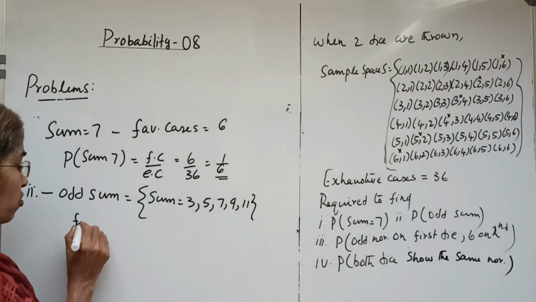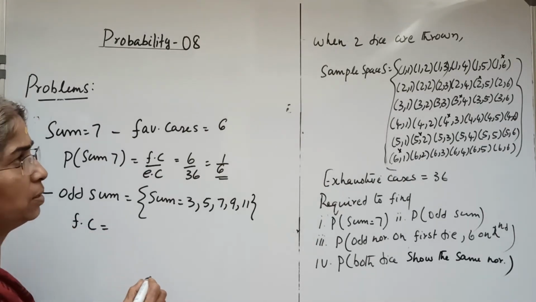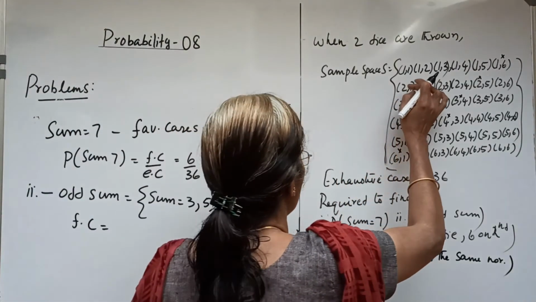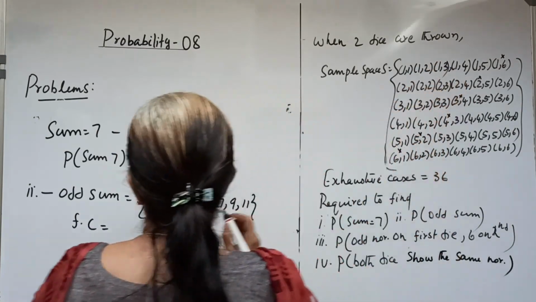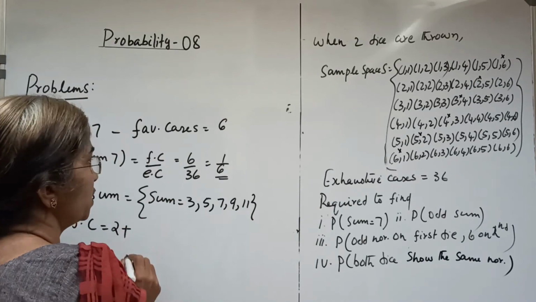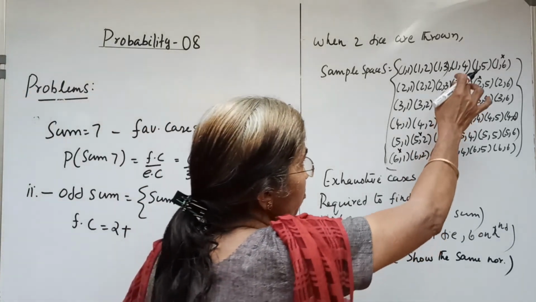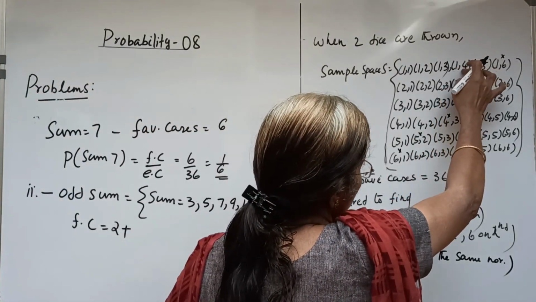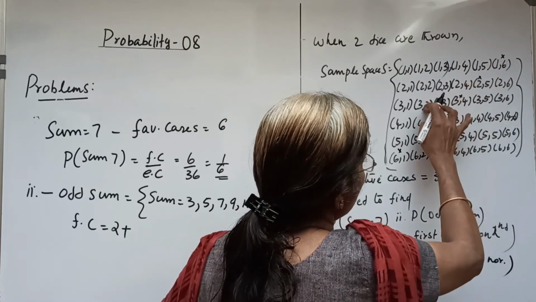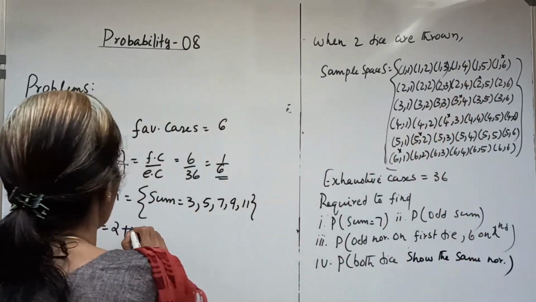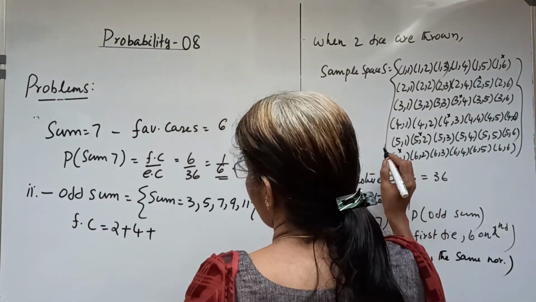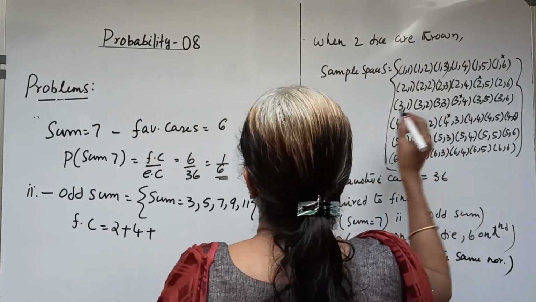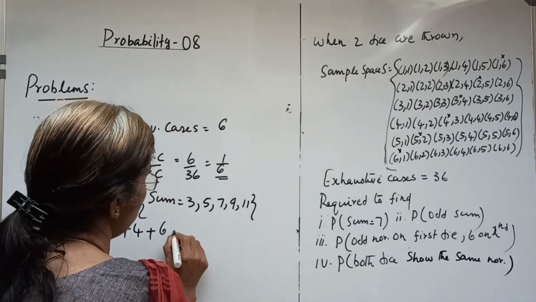Therefore, favorable cases become, for sum equal to 3, what about the sum equal to 3? 1, 2 and 2, 1 are the outcomes, and hence favorable cases is 2. Sum 5 means 1, 4, 2, 3, 3, 2, 4, 1. So favorable cases is 4. What about the sum 7? We have the favorable cases as equal to 6.